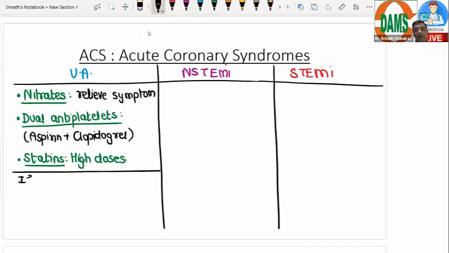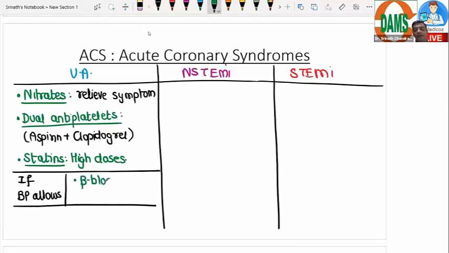Along with that, if the blood pressure allows, you also want to add a beta blocker and an ACE inhibitor. Beta blocker reduces the size of the infarct, and ACE inhibitor reduces the risk of heart failure.